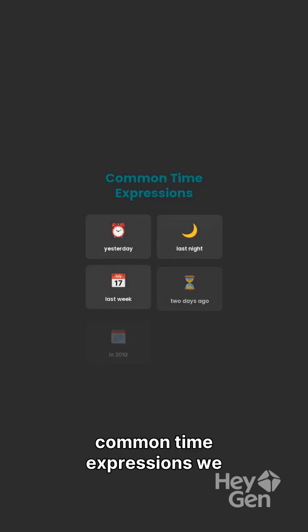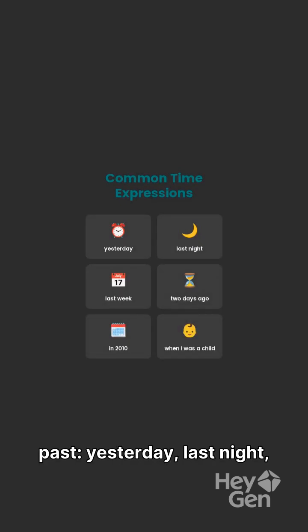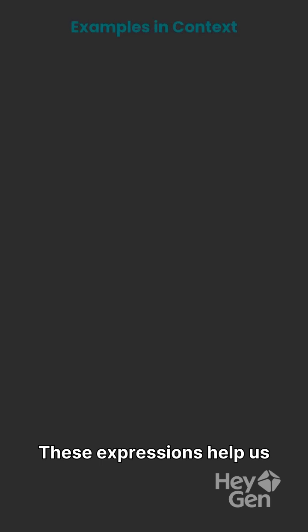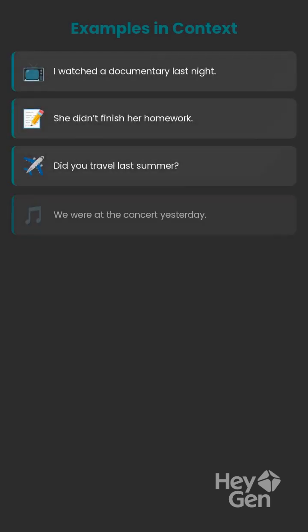Now let's look at common time expressions we use with the simple past. Yesterday, last night, last week, 2 days ago, in 2010, when I was a child. These expressions help us understand when the action happened.